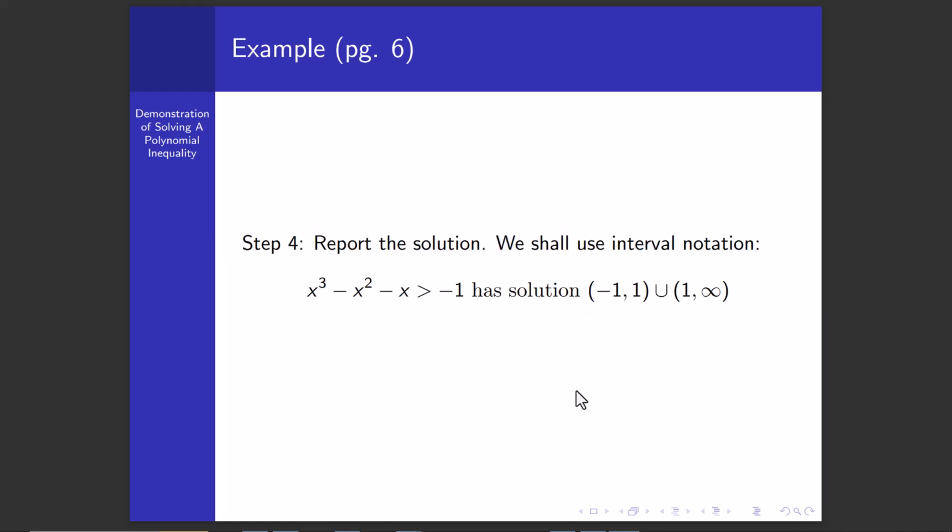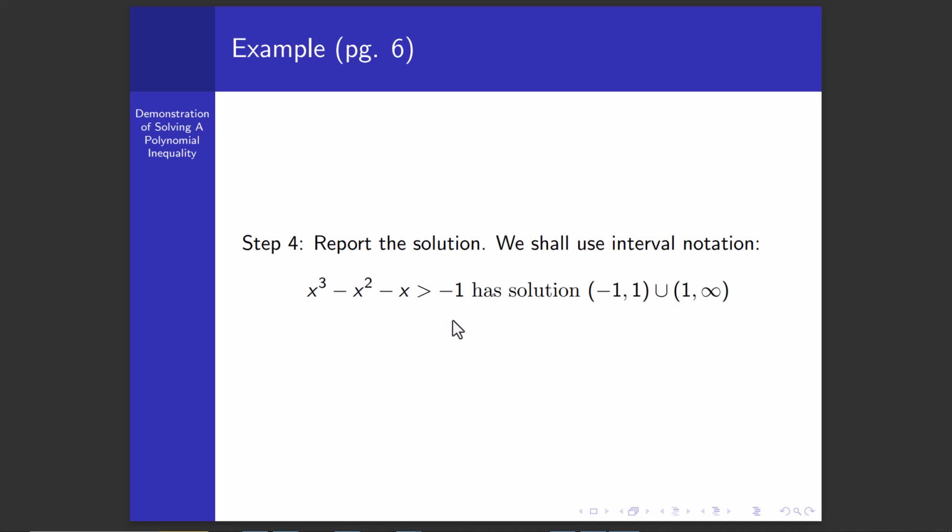Now our fourth step is to report the solution. So we're going to use interval notation. So here's my original inequality, x cubed minus x squared minus x greater than negative 1. It's going to have solution negative 1 to 1, union 1 to infinity. We have to skip 1 as a root because when I put 1 in, I get 0. Or actually, in this case, I actually get negative 1. Negative 1 is not bigger than negative 1. Negative 1 is equal to negative 1.